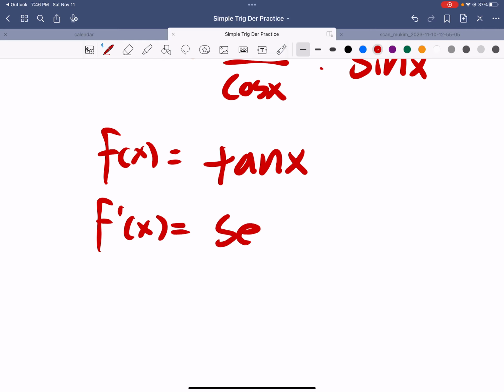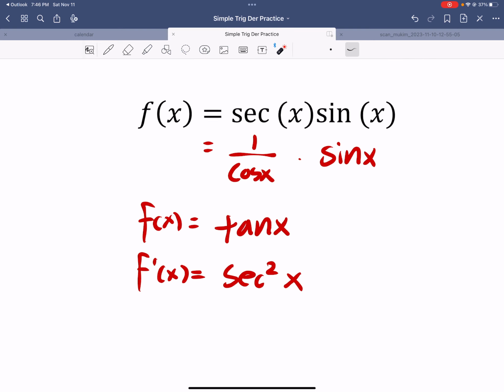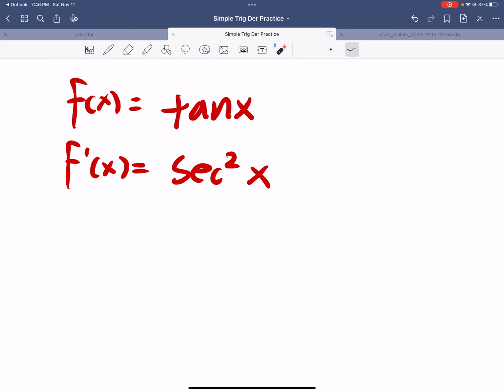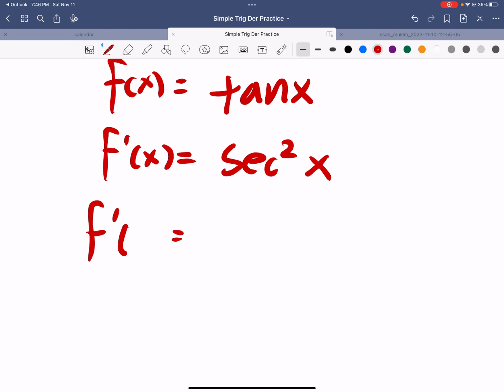It's going to be secant squared x. You see, before I came up with this, I had that long little thing. And if you plug in pi over 3 and pi over 4, you're still going to get exactly the same answer. But I believe this one is going to be better. So let's do this one. Secant squared x. What should I put? Pi over 3 first. So secant squared pi over 3.